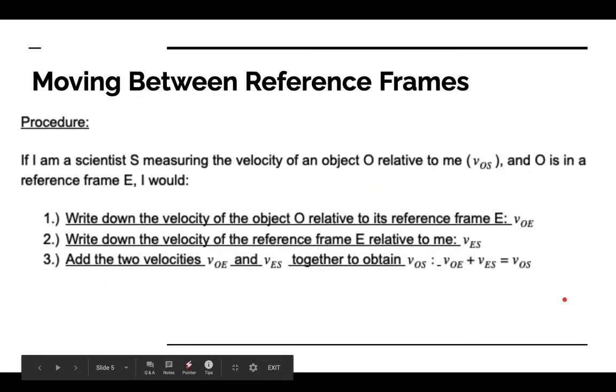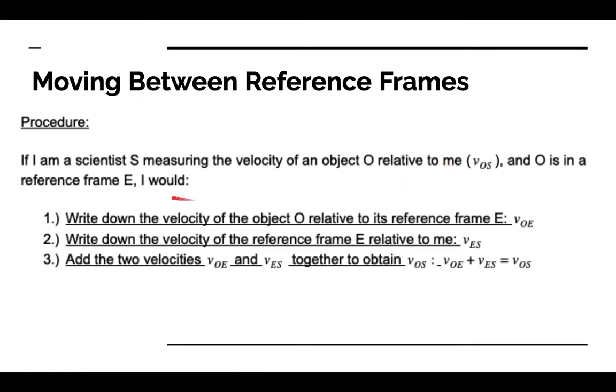So here's the procedure that we follow if we want to move between reference frames. If I'm a scientist S measuring the velocity of an object O relative to me, and O is in a reference frame E, I would first write down the velocity of the object O relative to its reference frame. Secondly, I would write down the velocity of the reference frame E relative to me, VES, the velocity of E relative to S, the scientist. Now we add the two velocities together to obtain the velocity of the object relative to the scientist, myself.